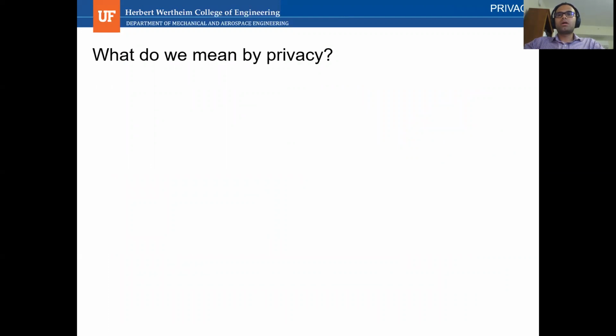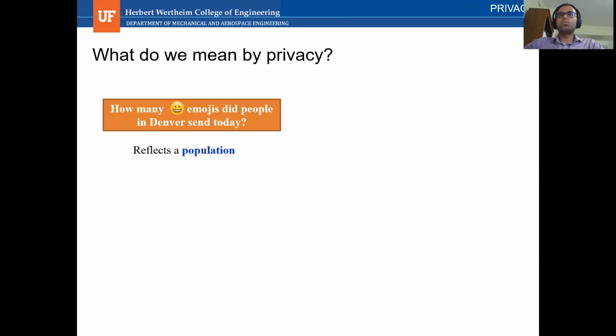So we are going to first talk about what we mean by privacy. What we'd like to be able to do is to utilize the data while at the same time protecting the privacy of the individual. So what do we mean by that? Let me ask, how many people have sent happy face emojis in Denver today? The answer to this question is not reflective of a person who sent an emoji. It is reflective of a whole population.